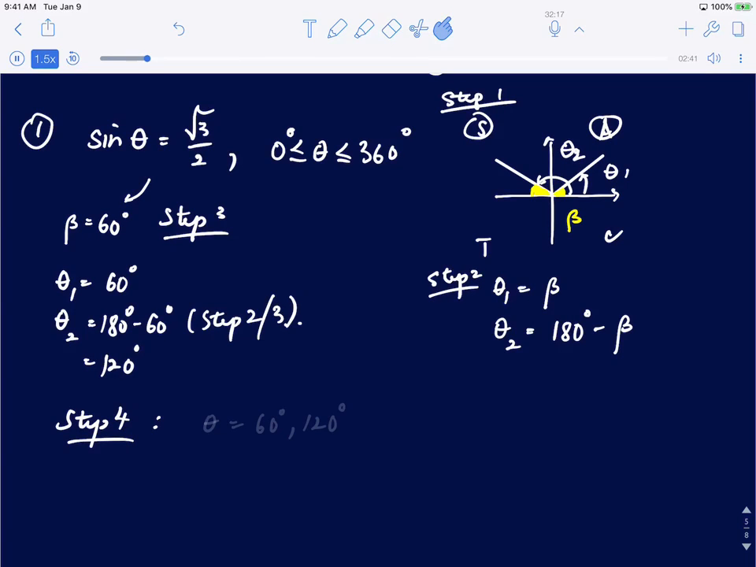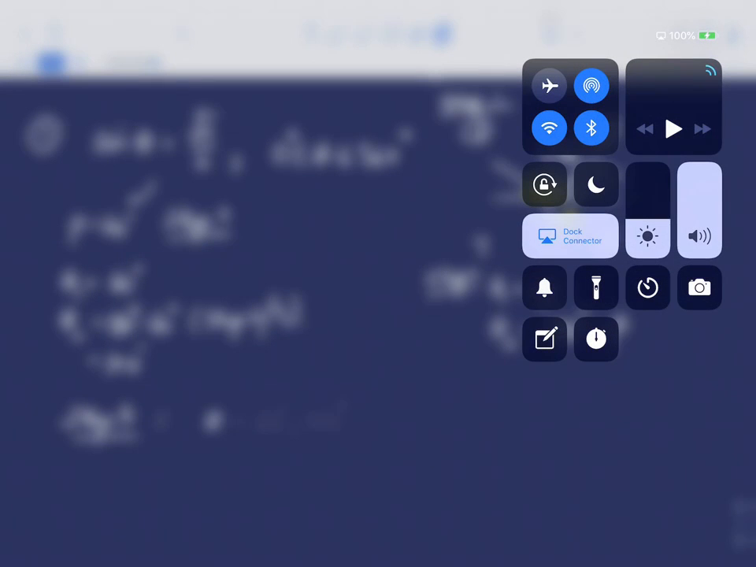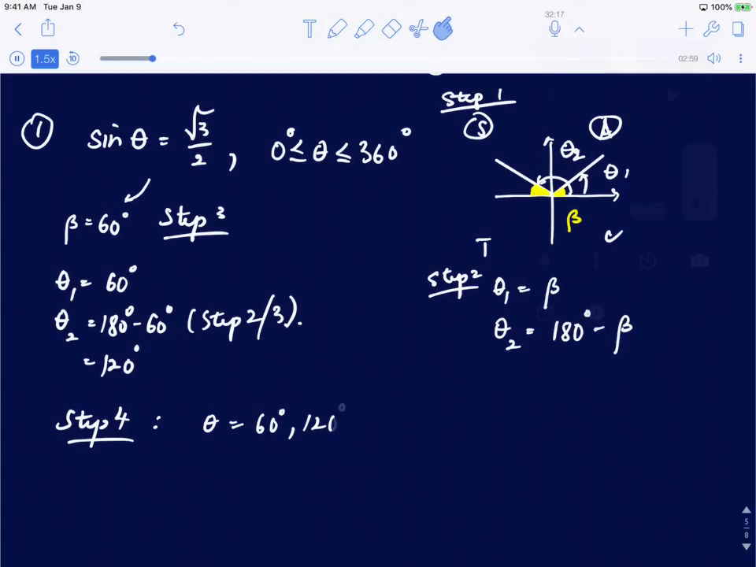What was your step 4 saying? The domain, check the domain one more time and make sure that theta 1 and theta 2 is all that you need, right? And it is, because I'm stuck between 0 and 360. So that means I'm just going to say theta is, as a final answer, 60 and 120. Again, you don't have to label those steps, just remind yourselves to go through all these before declaring your final answer.